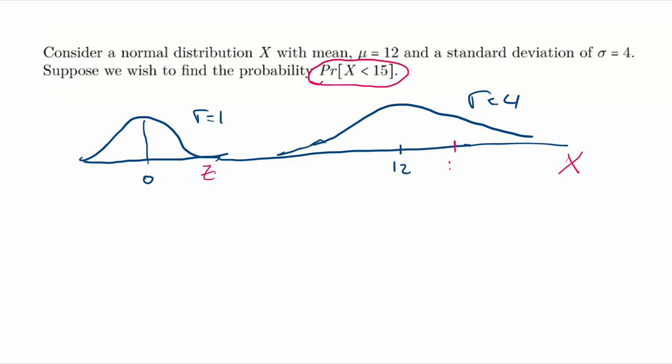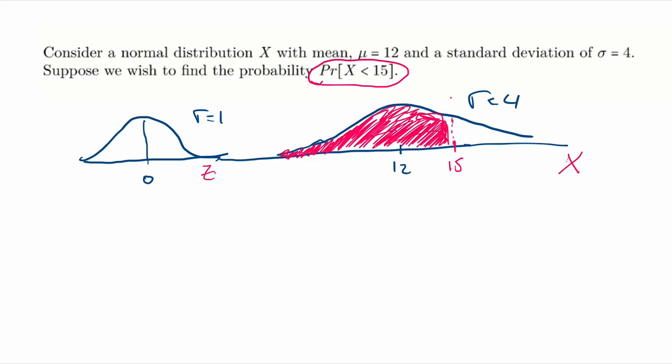So 15 might be here. What is less than 15? What area am I interested in? It's this area under the curve of x. The area that sits under the curve that is less than 15. This is the area I'm interested in.